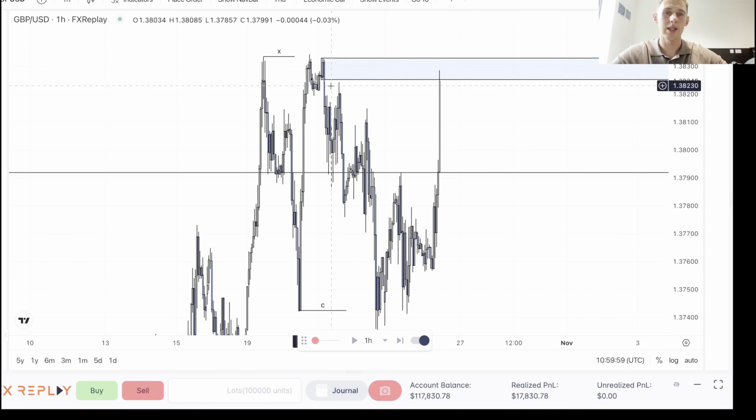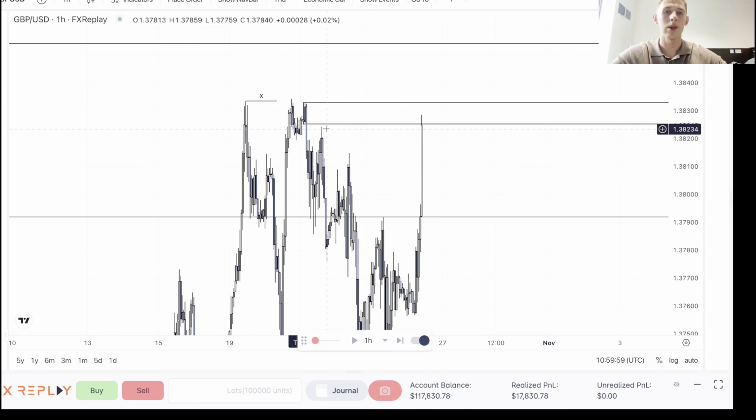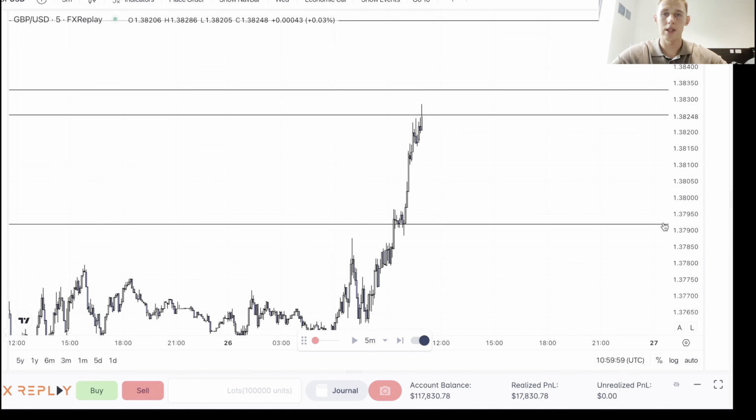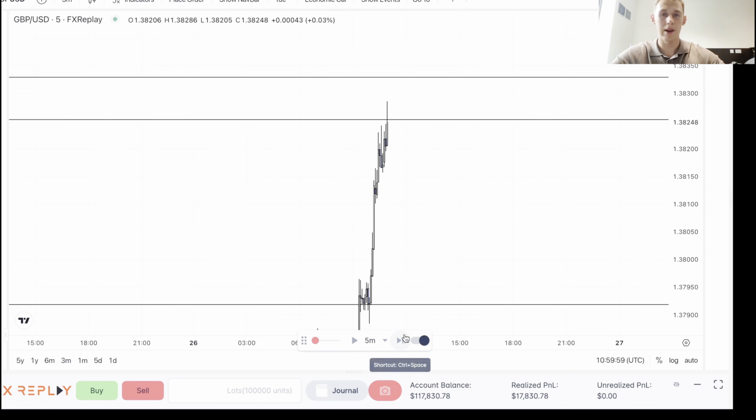But yeah, there we go. Price is now in that more high probability area. It took out this high, and now we can look to see if the lower time frames flip bearish.